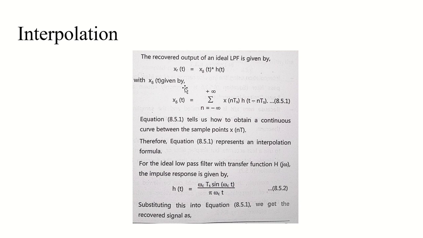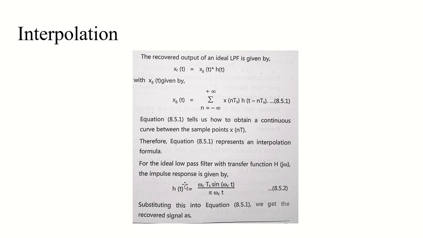This equation is telling us how to obtain the continuous curve between sample points x of n ts, right? And also this is the formula for interpolation. Now, if you don't know how we can find the impulse response of the ideal low pass filter, the formula of it is also given here. h of t represents its formula, so you can find out the impulse response using this formula.